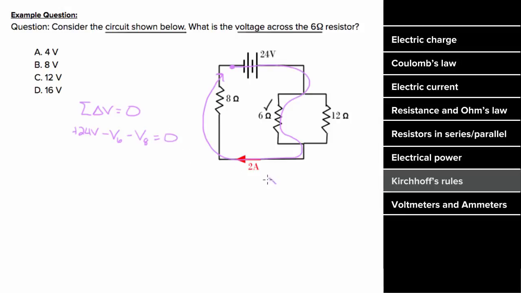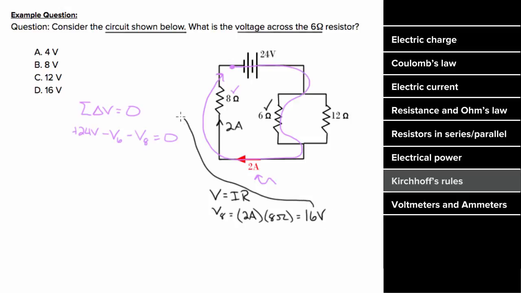But we're given this current, so we know that 2 amps flows through the 8 ohm resistor. And you can always determine the voltage across a resistor using Ohm's law. So the voltage across the 8 ohm resistor is going to be 2 amps, which is flowing through the 8 ohm resistor, multiplied by 8 ohms, and we get 16 volts, which I can plug in here. This gives me 24 volts minus the voltage across the 6 ohm resistor minus 16 has to equal zero. If I solve this for the voltage across the 6 ohm resistor, I get 24 volts minus 16 volts, which is 8 volts. So the voltage across the 6 ohm resistor would be 8 volts.